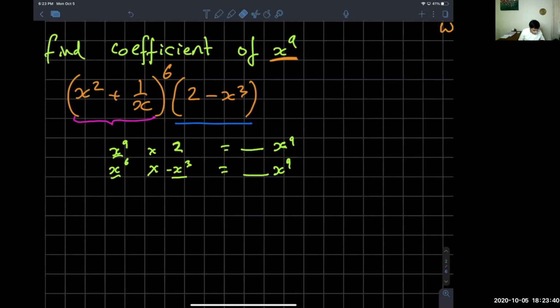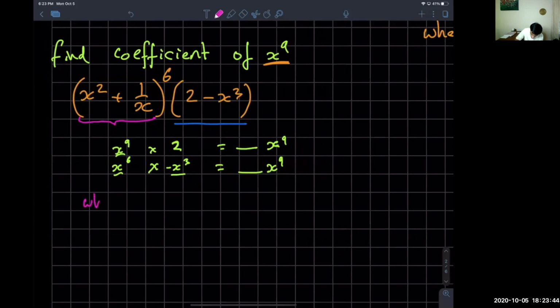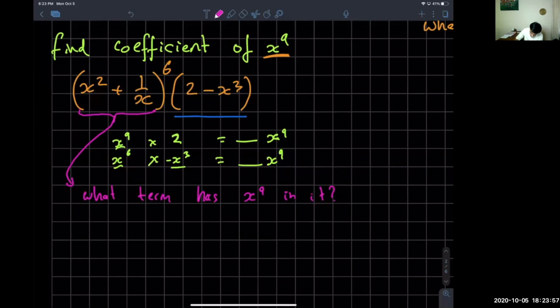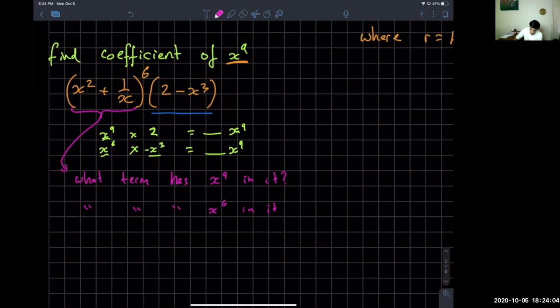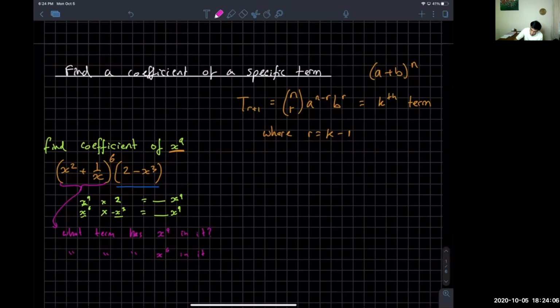Okay, so the question is, what term has x to the power 9 in it? In this expansion, what term has x to the power 9 in it? And what term has x to the power 6 in it? And this is where the general term is helpful. So follow along here just for a second.